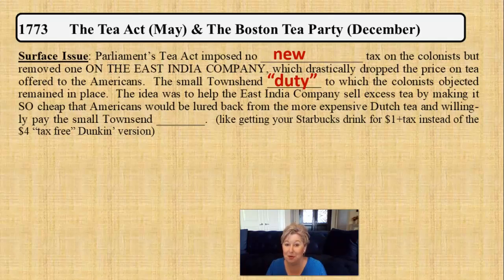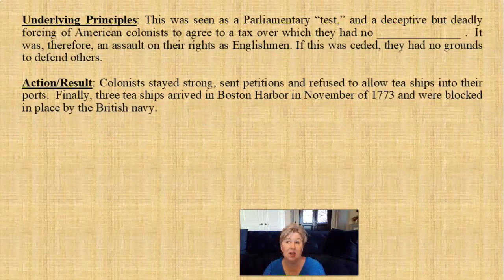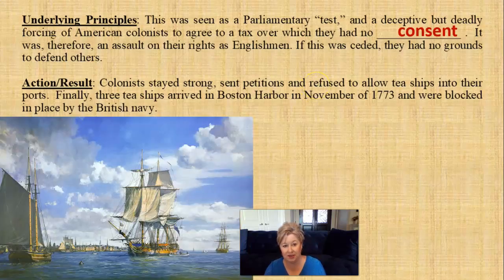But no, the colonists won't go for it. They refuse to pay that small Townshend duty. They would rather, on principle, continue to pay the higher price for any tea that they did get. They were not lured back in by this. They saw that it really was a test, a deceptive but deadly forcing of the American colonists to agree to a tax over which they had no consent.